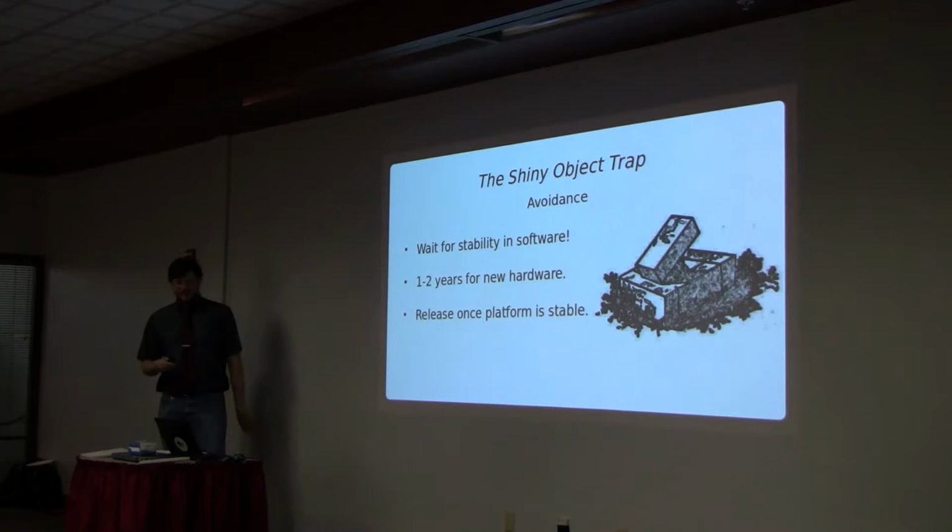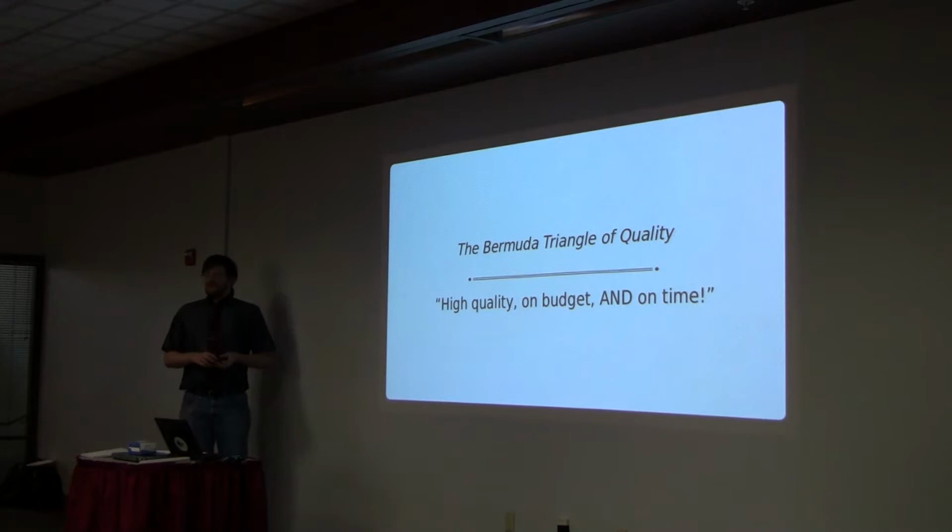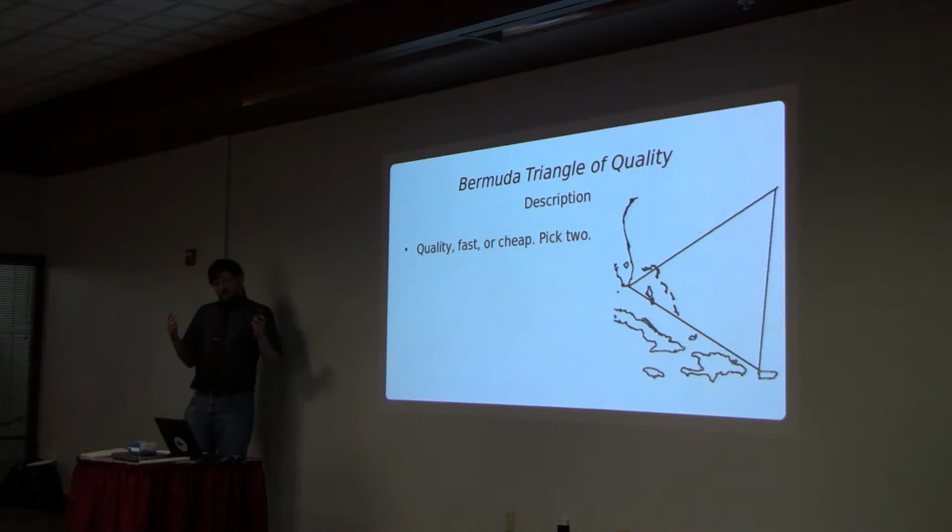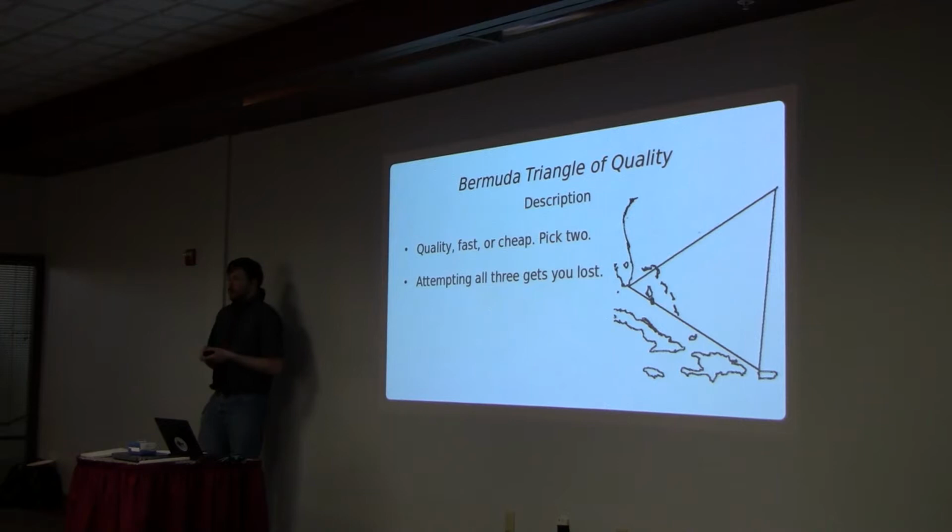Raise your hand if you heard the phrase, I can make it quality, fast, or inexpensive, pick two. Okay. We're not actually kidding about that phrase. Seriously, you gotta pick two, otherwise you get stuck in the Bermuda Triangle of quality. See, if you attempt all three, your project ends up either over budget, bug-ridden, or really overdue, or any combination thereof, and this is where we get the phrase vaporware.